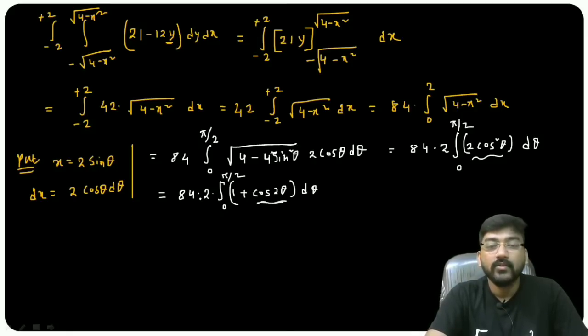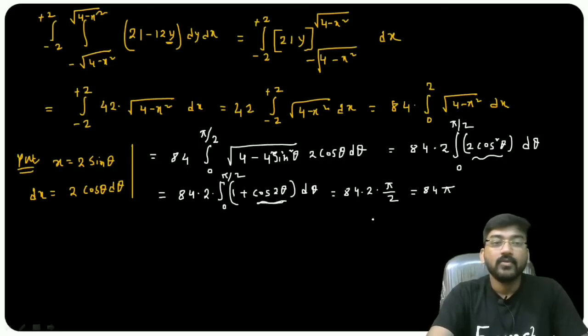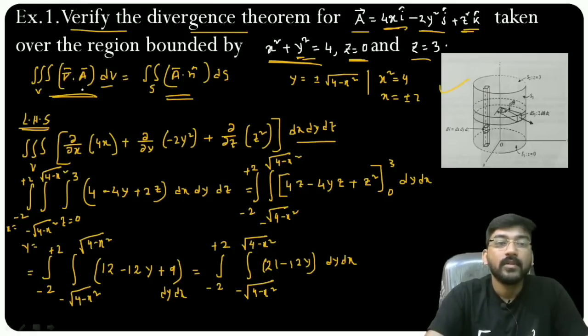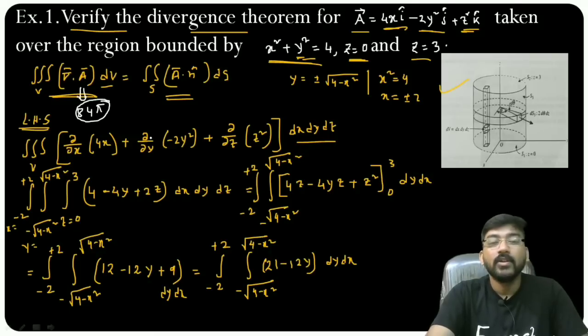So your integration will be 84 into 2 into pi by 2. Okay, so it will be just 84 pi. So your volume integration is 84 pi. Now what you have to do?